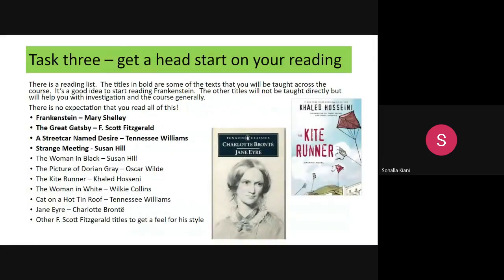The final task is to broaden your reading and to give you a head start. The titles in bold are the ones that will be taught during your A-level. The other ones will give you further insight into genres and into authors.